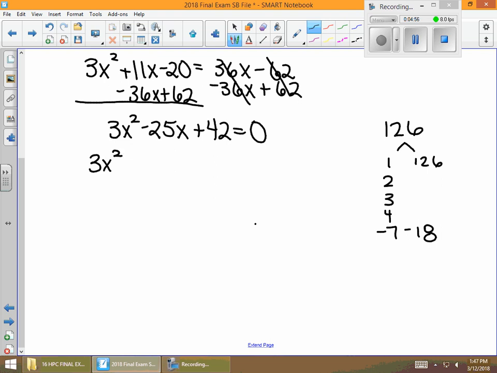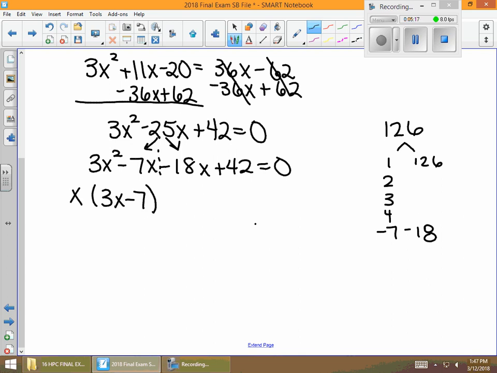3x squared minus 7x minus 18x plus 42. That is equivalent to the step above it because negative 25 is negative 7 minus 18. Cut it in half. I can take out an x. And out of 18 and 42, I can take a 6. And when I take out a negative 6, that ends up flipping the sign here in the middle to negative. So then my two sets of parentheses match.